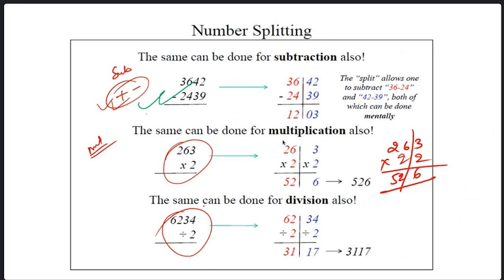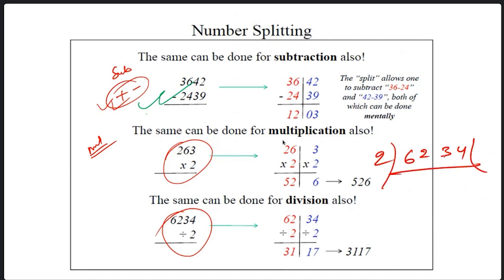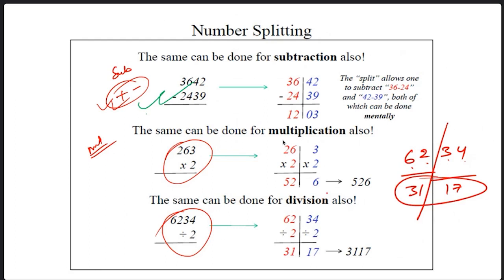Now, what about the division split? Again, the same thing. Whatever we did in multiplication, we can do in division as well. The number is 6234, and we have to divide by 2. So instead of dividing 6, then 2, then 3, then 4, we can split this number into parts. Now look at this. If you divide this number into parts, you will get 17 here and you will get 31 here. So the answer is 3117.